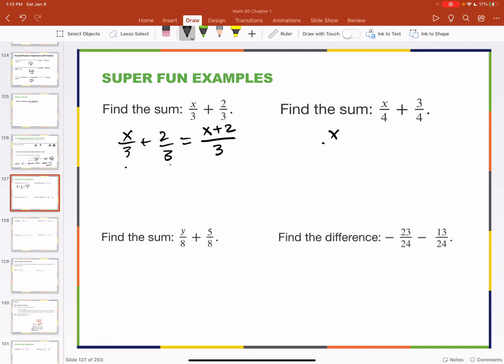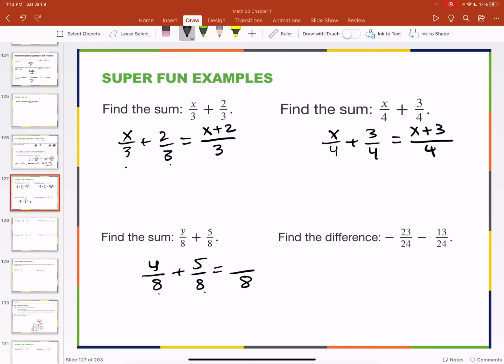Okay, so x over 4 plus 3 over 4. Denominator remains the same. We add across the top. Yeah, not too bad. Okay, so the same one is this one right here, y over 8 plus 5/8. Okay, so denominator is the same, check. Just write that guy down there. And across the top, these are unlike terms, so y plus 5. Okay, so let's do a numerical example here.